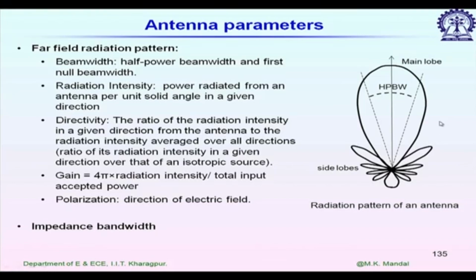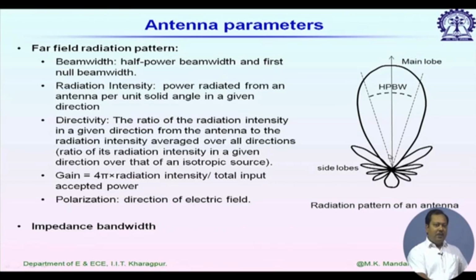We call this: this antenna has a radiation null in this direction. So, from the first null on the left-hand side to the first null on the right-hand side, the angular separation we call the first null beamwidth of the antenna, and usually for most antennas, the half power beamwidth is half of the first null beamwidth of the antenna.